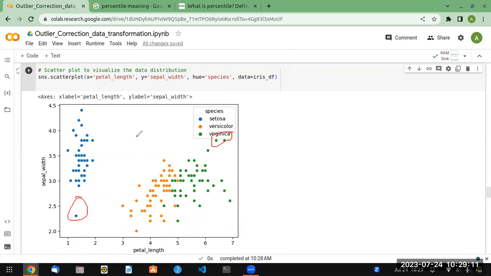So again, like this, you have to identify the outliers from your analysis. Okay, so this is the scatter plot one. How to do it with the other method? Let me verify.